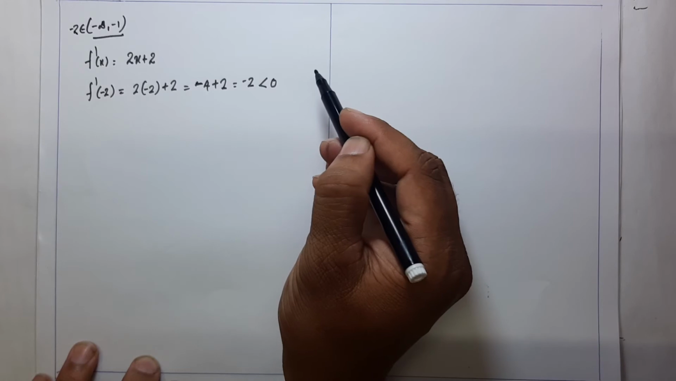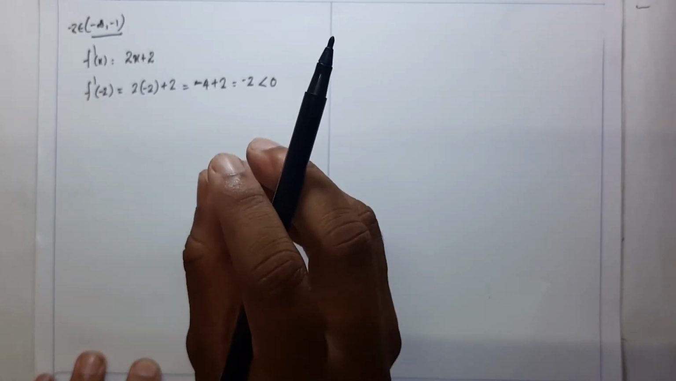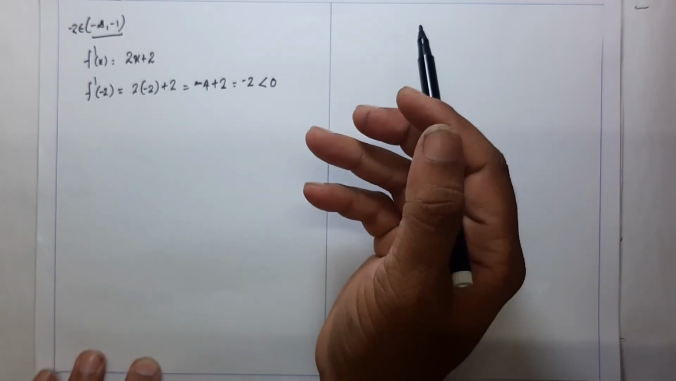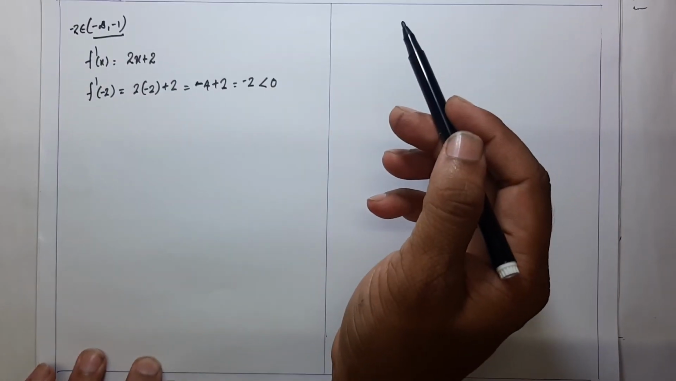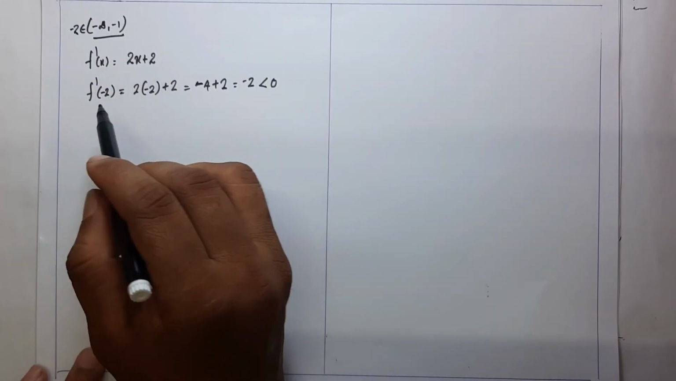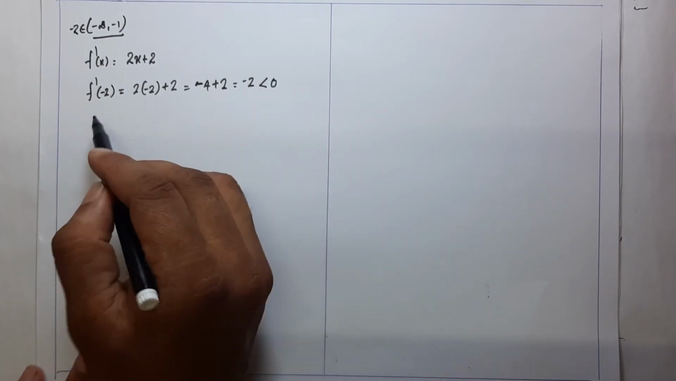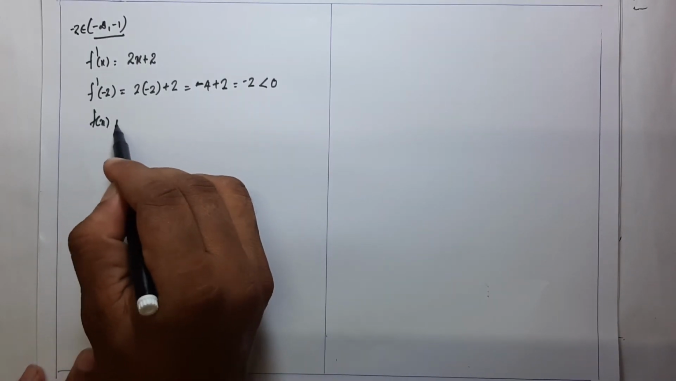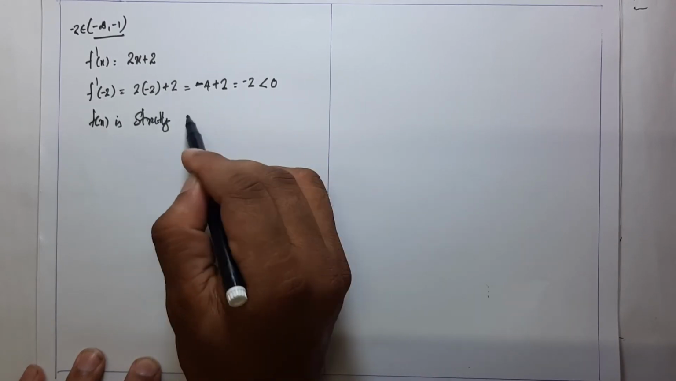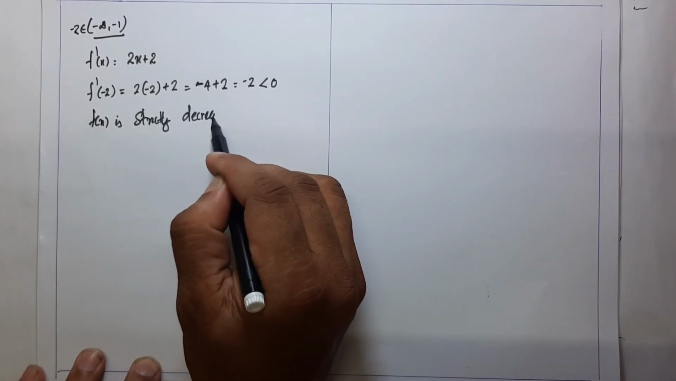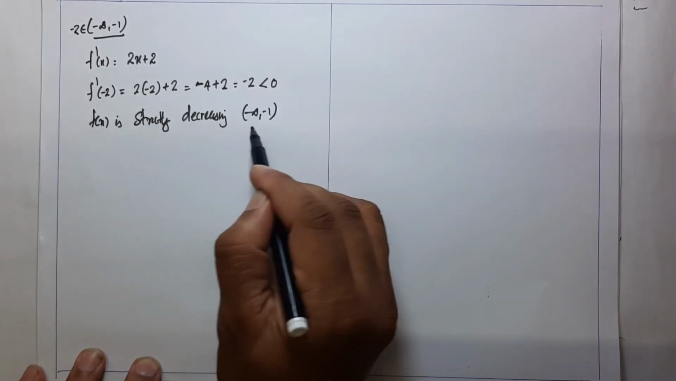less than 0. You know, suppose a function is to be strictly decreasing, then f dash x0 is less than 0 for all x0 element of the given interval. That means when we substitute a point of that interval into the first derivative of the function and get a quantity less than 0, then the function is said to be strictly decreasing. f of x is strictly decreasing in the interval minus infinity to minus 1.